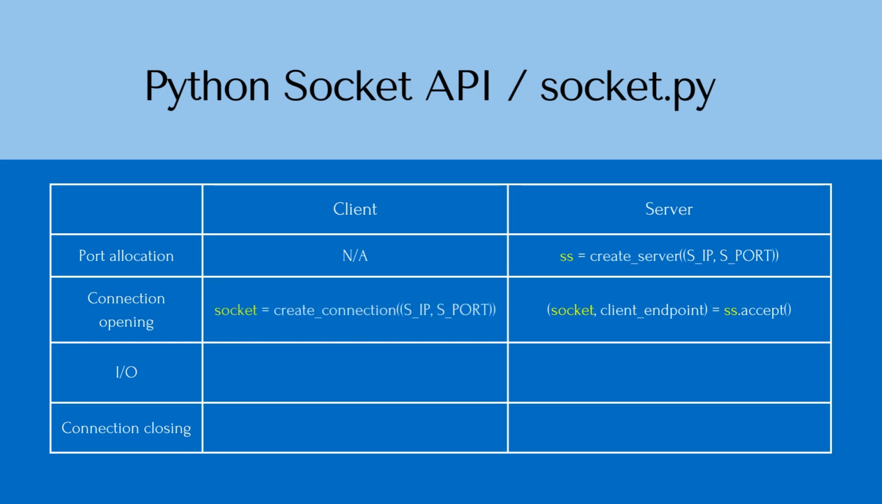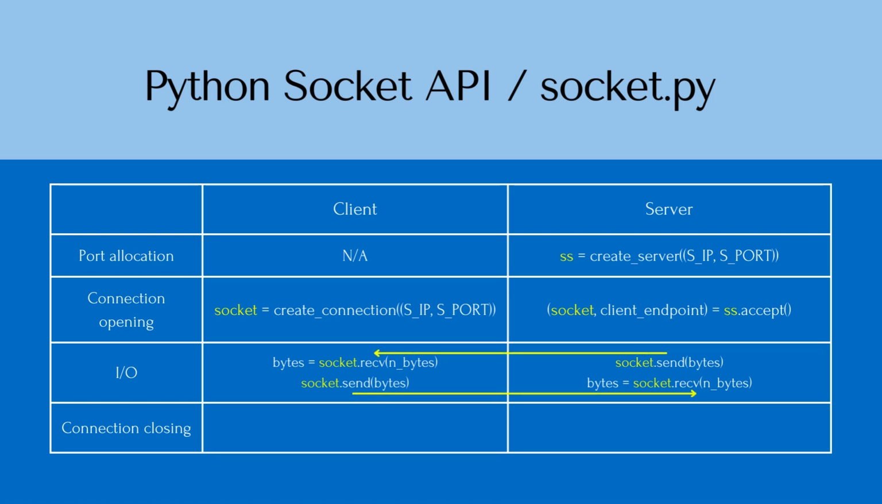On the client side, we can use another convenient function called createConnection. It takes as a parameter the server endpoint in terms of IP address and port and returns a representation of the connection. This is the socket object. We use the socket object on each side to send and receive bytes. Whatever we write on one side through the send method gets read by the other through the receive method.